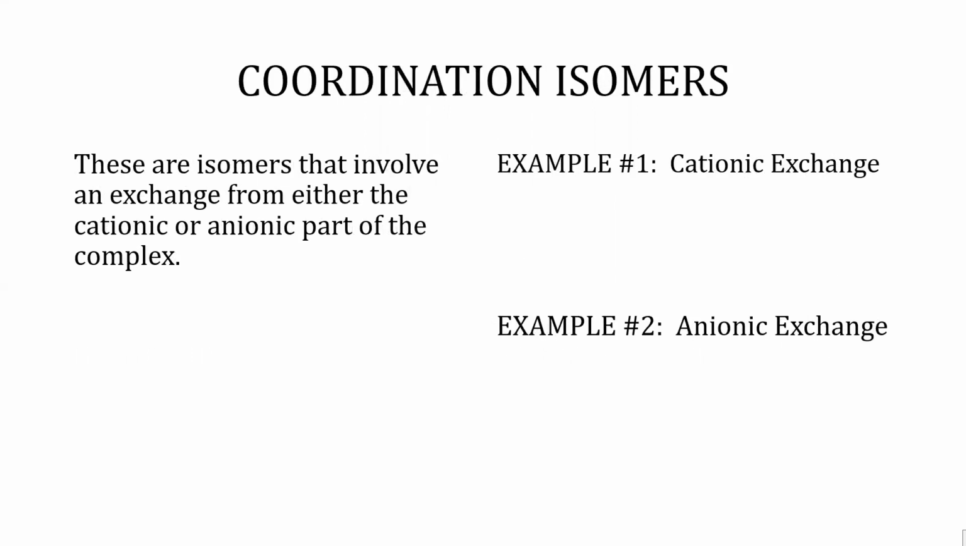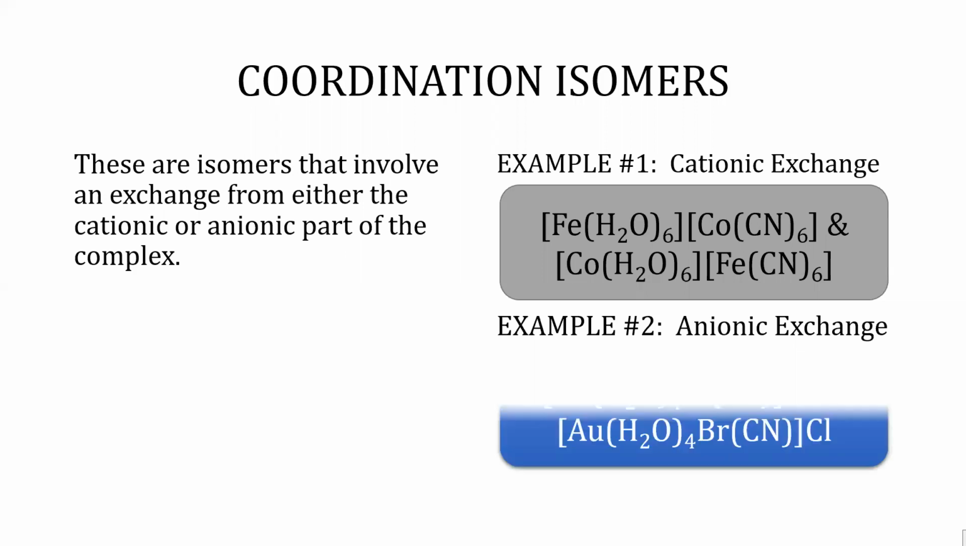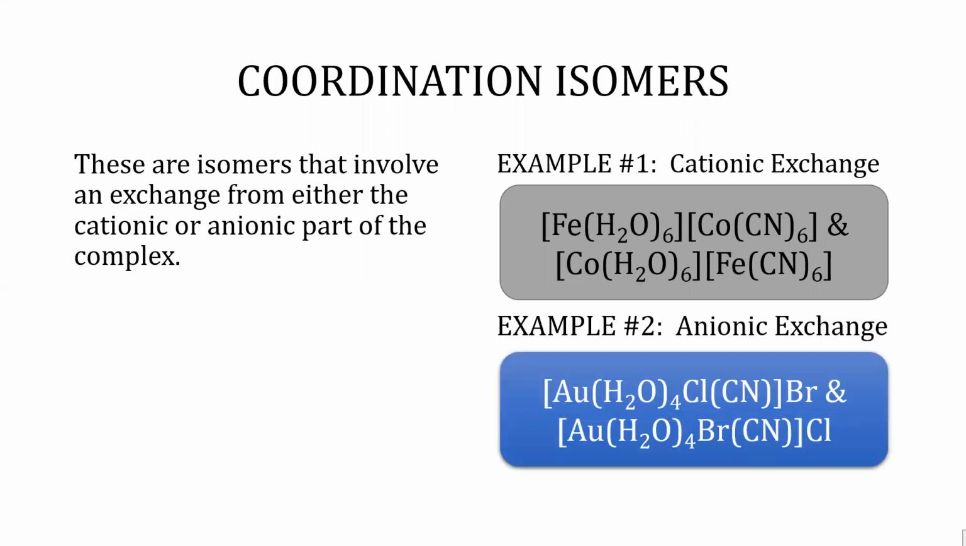Coordination isomers are isomers that involve an exchange from either the cationic or anionic part of the complex. An example of the cationic exchange are [Fe(H2O)6][Co(CN)6] and [Co(H2O)6][Fe(CN)6]. An example of the anionic exchange are [Au(H2O)4][ClCN]Br and [Au(H2O)4][BrCN]Cl.